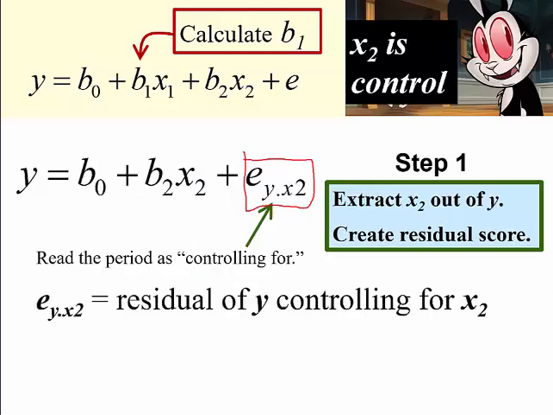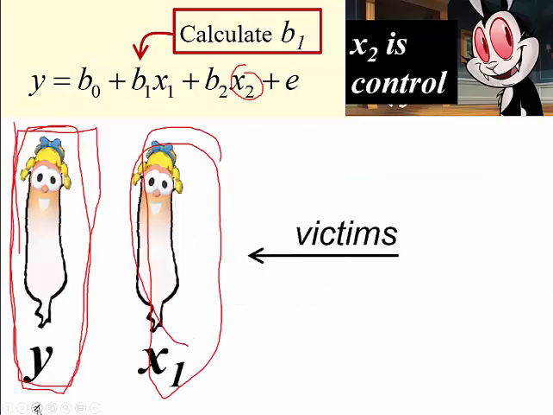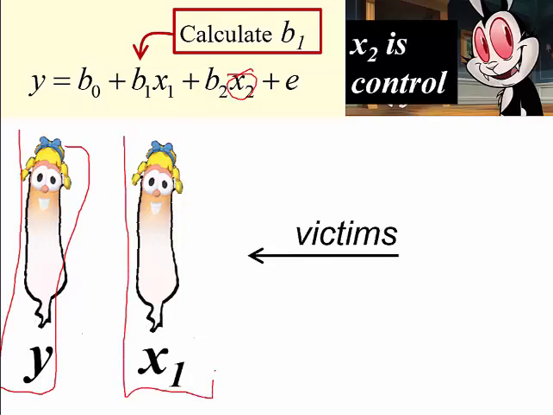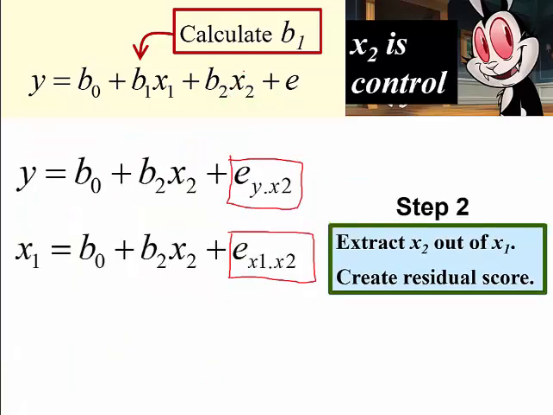Again, let me back up to my picture here and just clarify. In our picture here, we have the residual for y with x2 extracted out, and a residual for x1 with x2 extracted out. Now I have two residual scores. And at this point in my study, if I have a sample of 100 people, everyone has a score on x1, everyone has a score on x2, everyone has a score on y. So I started off, everyone has three scores.